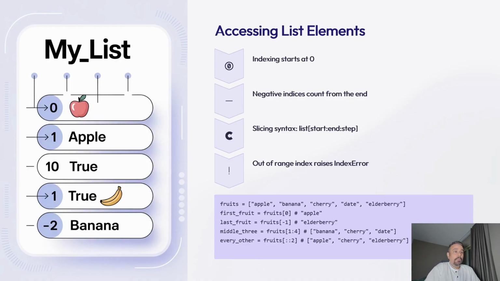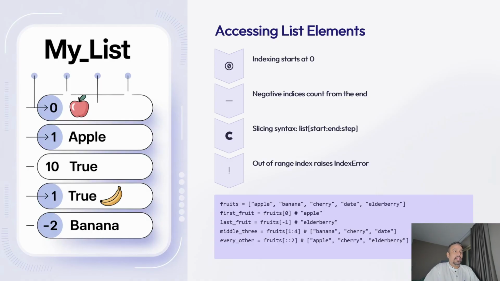Negative indices provide a convenient way to access elements from the end of the list, the same way that we saw in string. When we say 0, it will start with apple. When we say -1, it will start with elderberry. Slicing allows you to extract a portion of a list with a syntax like start, end, and step, that we will see very soon in our code. Start is inclusive and end is exclusive.